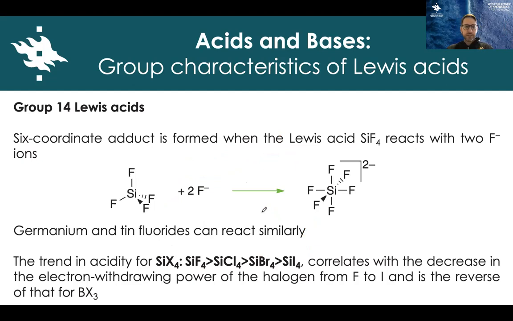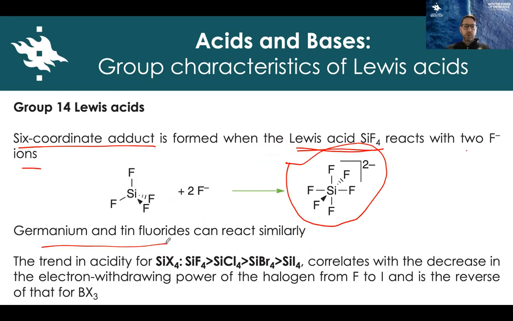And here is the example that we saw previously, in which a 6 coordinate species can be formed when the Lewis acid, silicon tetrafluoride, reacts with 2 fluoride ions, in which we can have the expansion of the valence shell. And then the germanium and tin fluorides can also react similarly.